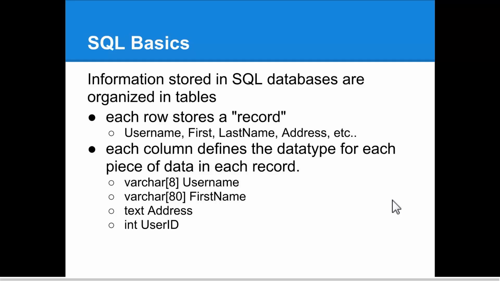So the username is perhaps a varchar 8. Basically it means a string of 8 characters. Or first name perhaps is a varchar 80, which would be a string of 80 characters. Then there's text, which is basically unrestricted, up to perhaps a predefined constant in the database. And then you'd perhaps have an int for user ID.